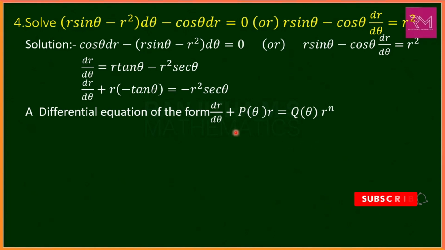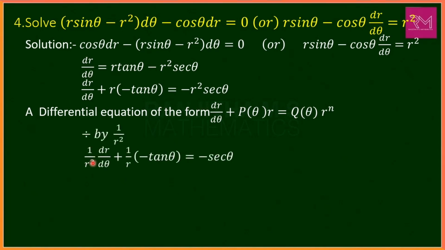So we have to reduce this Bernoulli's form to a linear differential equation form. For that we have to divide the equation by the r power n term. Here the r power n term is r square. So dividing throughout the equation by r square, we get 1 by r square into dr by d theta plus, here r by r square, r gets cancelled, remaining is 1 by r into minus tan theta, which is equal to minus secant theta as it is.